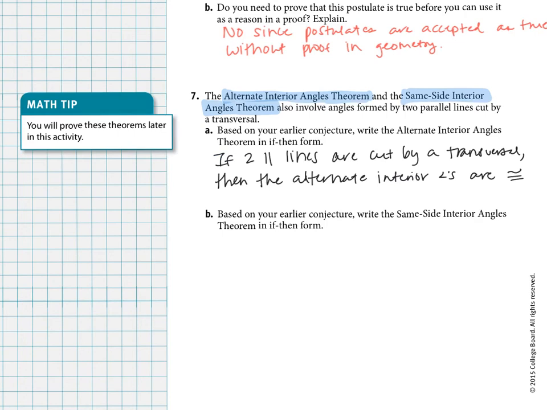All right, go ahead and check your answer with mine. I said if two parallel lines are cut by a transversal, then the alternate interior angles are congruent. So similar to what we did in 6A. Now I want you to try one more time on your own. Based on your earlier conjecture, write the same side interior angles theorem in if-then form. Go ahead and pause the video here.